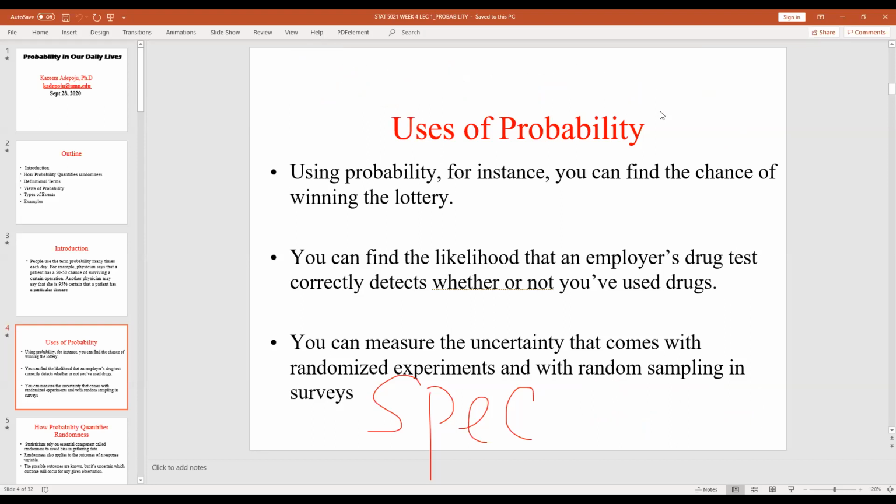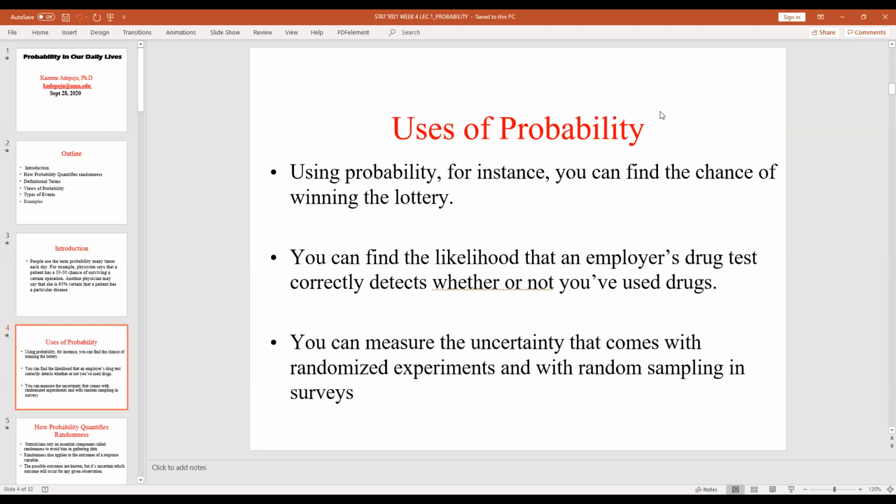Another thing that we can also talk about: we can measure the uncertainty that comes with randomized experiments and with random sampling in surveys. Like in my last lecture, where I walked you through sampling surveys, the observational study and the experimental study. In an experimental study, we randomize subjects to different groups, to a control group and to a treatment group, which I call the experimental group. So what is it?